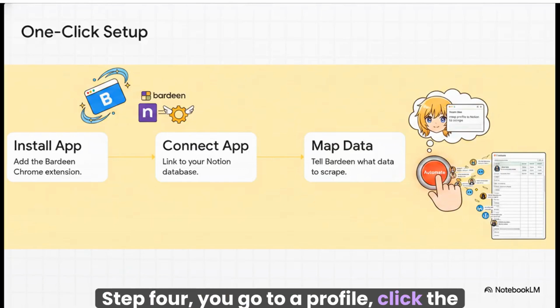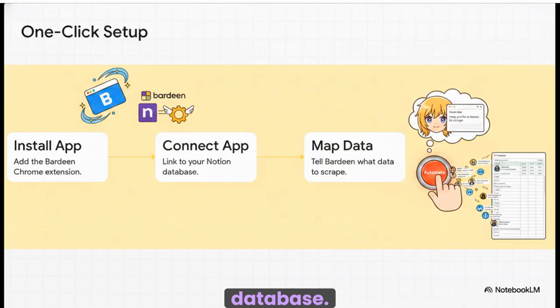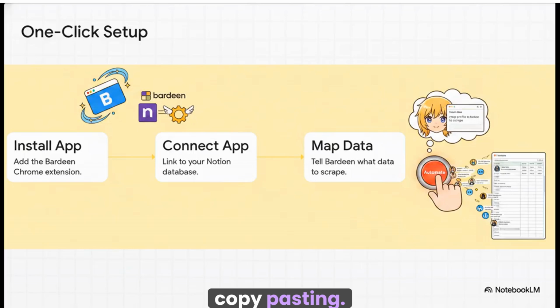Step 4. You go to a profile, click the button once, and Bardeen automatically scrapes the data, finds the associated email, and populates a new row in your database. No coding, no complex API setups, just one click to eliminate hours of manual copy-pasting.